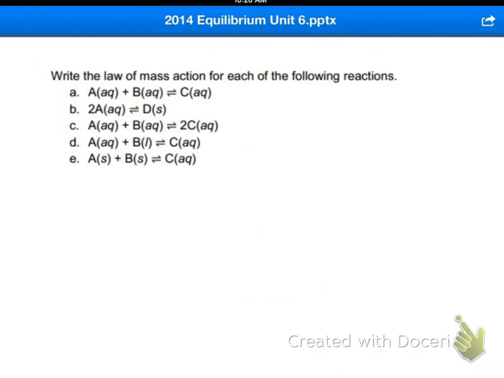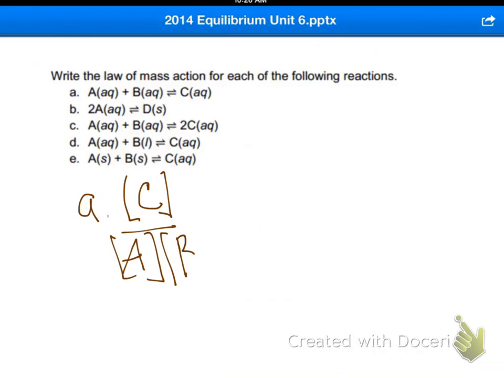Okay, so try writing the law of mass action, or the equilibrium expression, for all of these. I would pause and then come back when you're done. So I'm just going to do A. For A, I first look at it and see if there are any liquids or solids. Now aqueous doesn't mean liquid, right? It means something that's dissolved. So for A, it's going to be the concentration of C over the concentration of A and the concentration of B, right? So in all cases, K is equal to this.